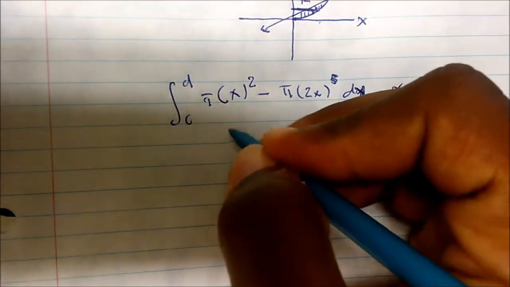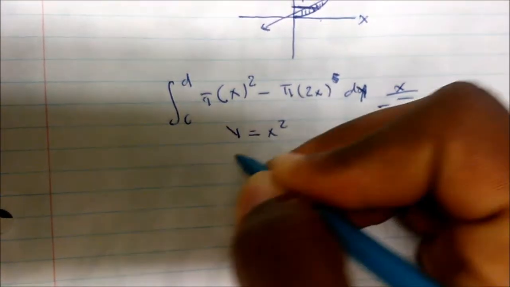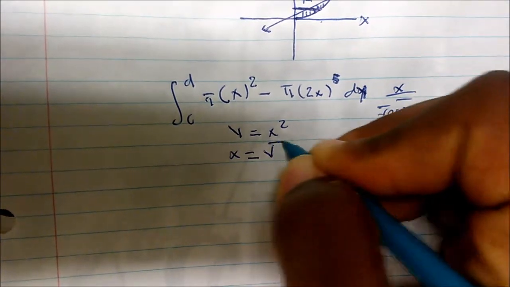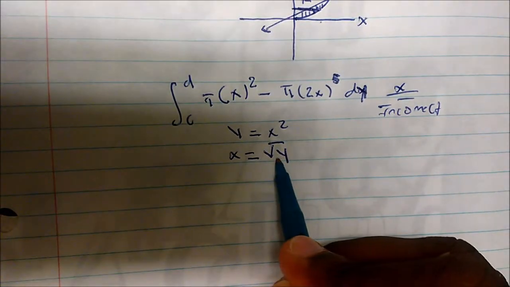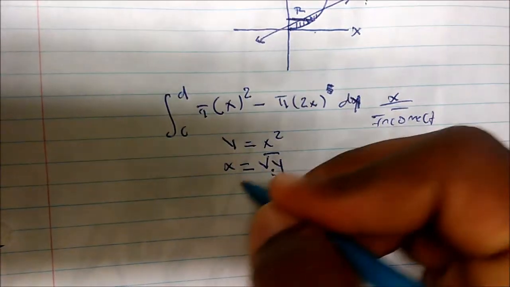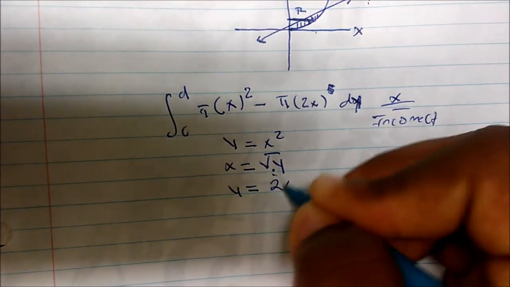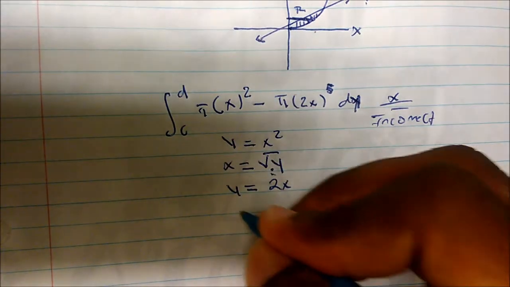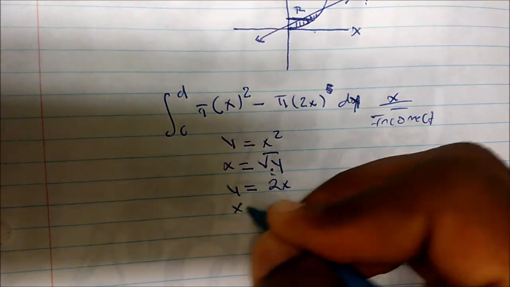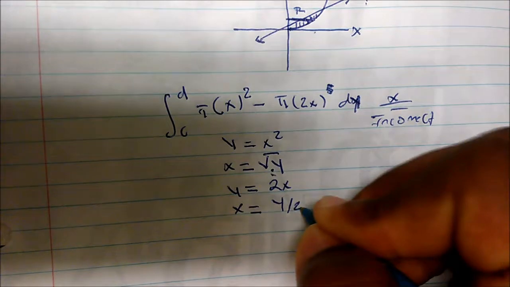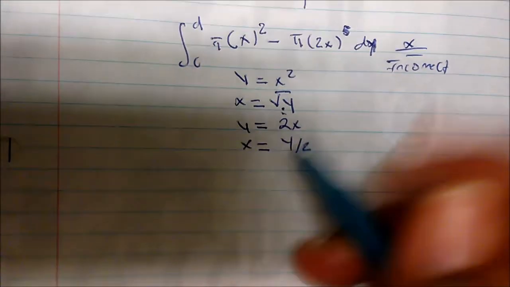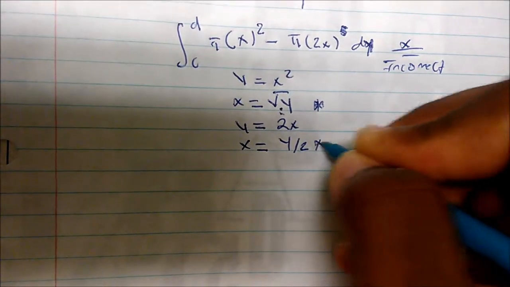If y is equal to x squared, then x has to be the square root of y. This is my function of y, which I'm going to play with. It's the same thing for the other one: if y is equal to 2x, that means x has to be equal to y divided by 2. These are my two functions that we're going to integrate with.